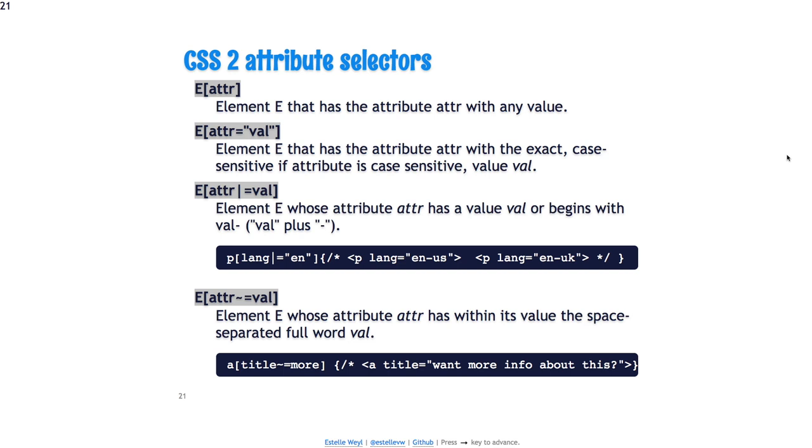Then we have the tilde equals value, and that means that the value val is a space-separated word somewhere in your value. So it could be the first one, and by space, it could be the quotes on the end, or any space separated word in the middle. Notice some of these have quotes and some of these don't have quotes. You don't need the quotes if it's just one word, but if you have any special characters in there, you need a quote, so just put quotes in. Make it easier to understand.